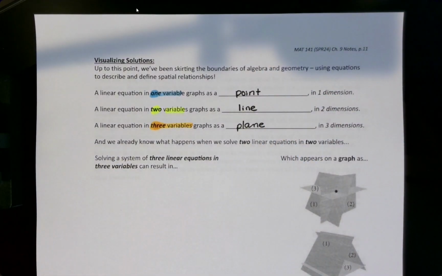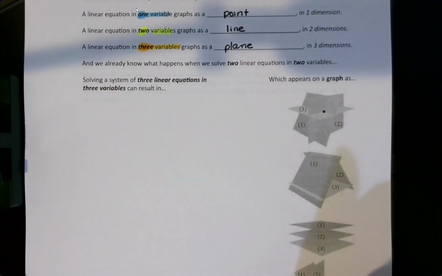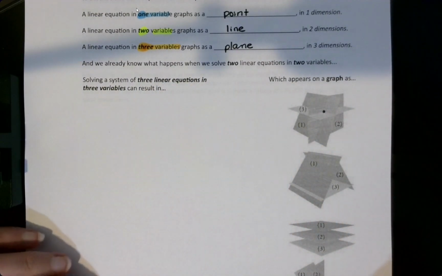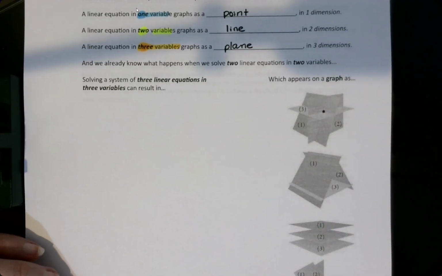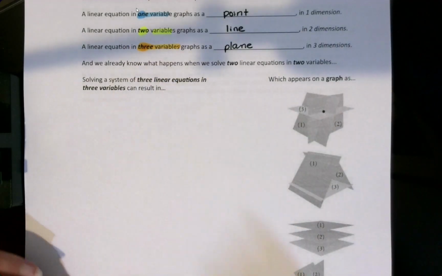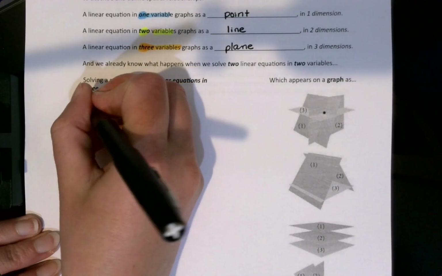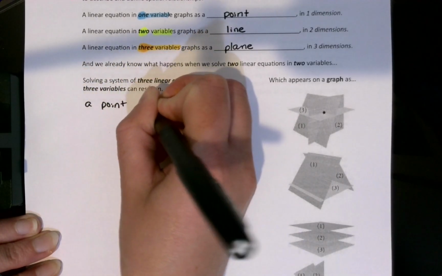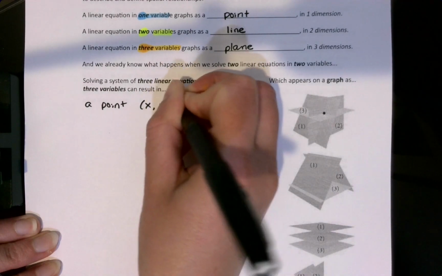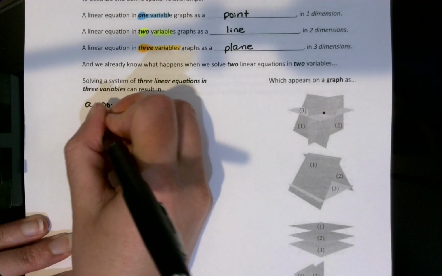We already know what happens when we solve 2 equations in 2 variables. We discussed that in the last section. So what happens when we solve 3 linear equations in 3 variables? The graph can result in a single point, and the coordinates are going to be x, y, z, whatever those numbers for x, y, and z are, as the solution.